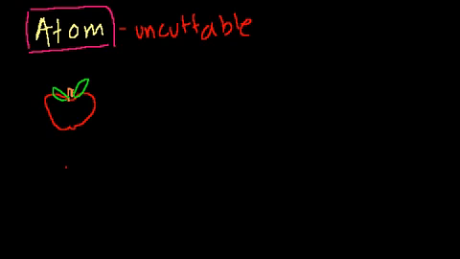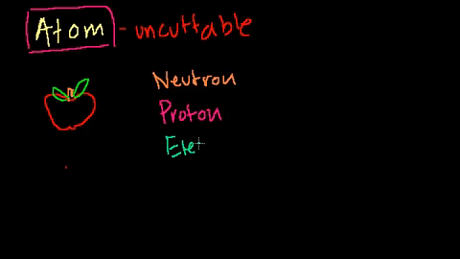Now we know that it actually is cuttable, and even though it is not a trivial thing, it's not the smallest form of matter we know. We now know that an atom is made up of other more fundamental particles. And let me write them. So we have the neutron, and I'll draw in a second how they all fit together in the structure of an atom. We have a neutron, we do have a proton, and we have electrons. And you might already be familiar with this.